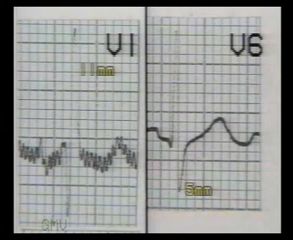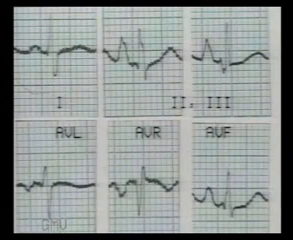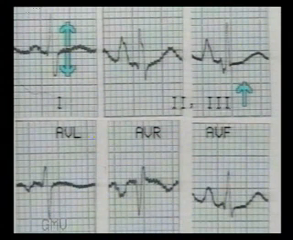SV6 is 5 millimeters. Their addition is 16 millimeters. More than 10 millimeters is the criterion for right ventricular hypertrophy. Now come to limb leads. There is no gross deviation of axis, but there is a negative wave in 1 and AVL and positive wave in lead 3, suggesting tendency to right axis deviation.